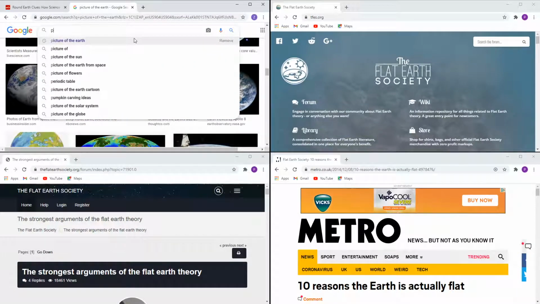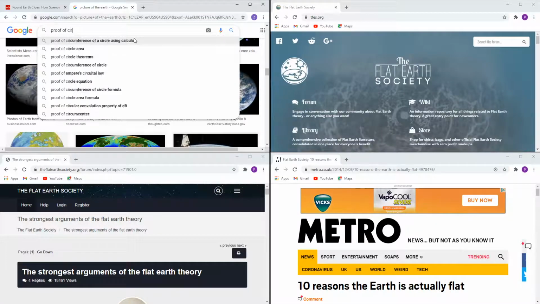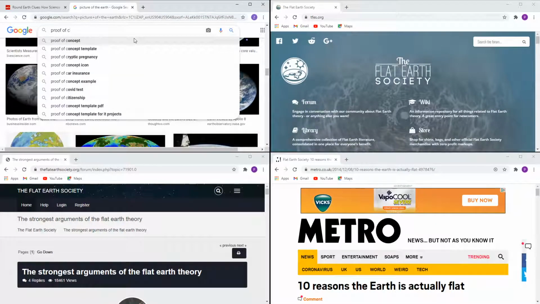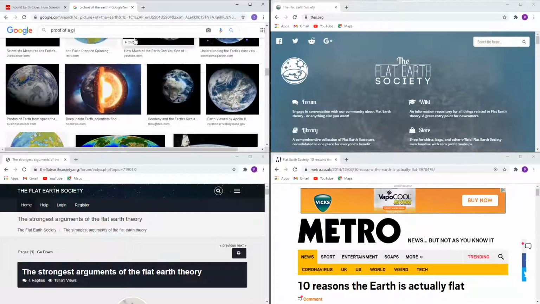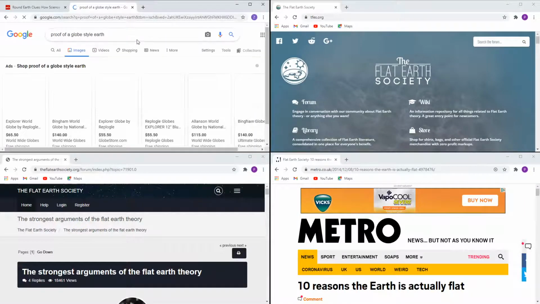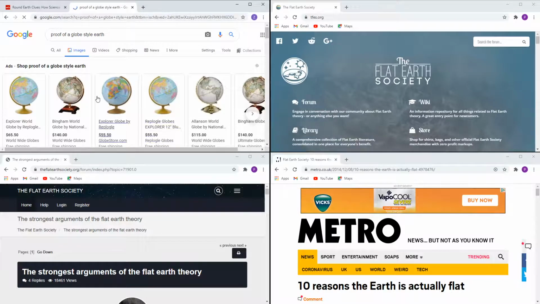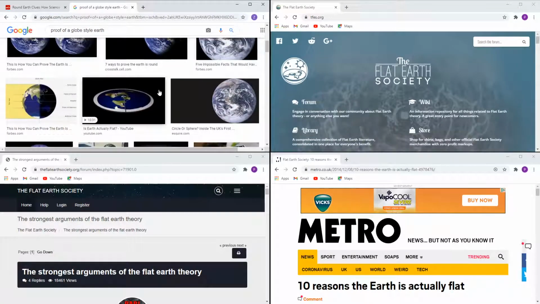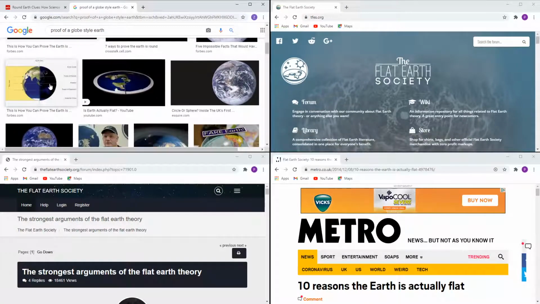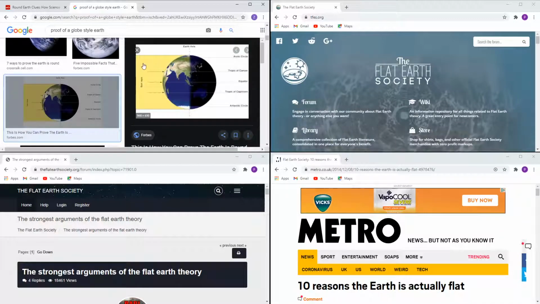Well, let me just Google it for you. Proof of a globe style Earth. See? Globe Earths. Even this one proves that you have light coming over here and dark. Well, see, that doesn't prove anything.